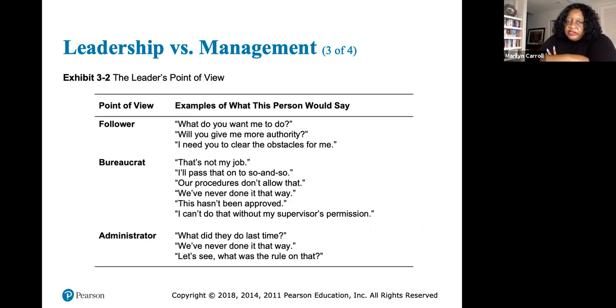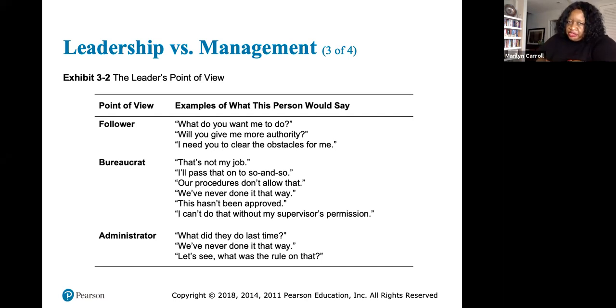So the leader's point of view, and the follower, examples of what the person would say. What do you want to do? The follower also says, will you give me more authority? I need you to clear the obstacles for me. That's what the follower would say to the leader. The bureaucrat: this is not my job. I'll pass that on to so-and-so. Our procedures don't allow that. We've never done it that way before. This hasn't been approved. I can't do that without my supervisor's permission. You see what's going on here, leader versus management?